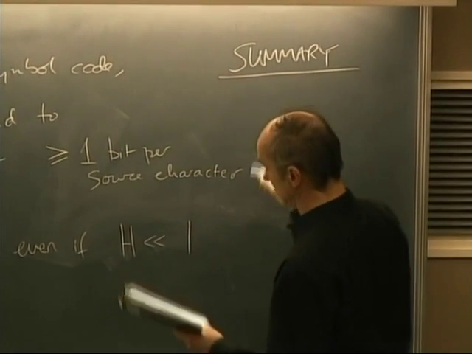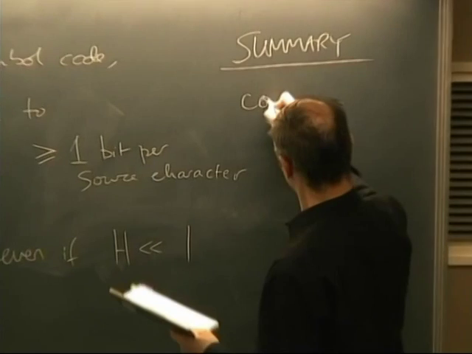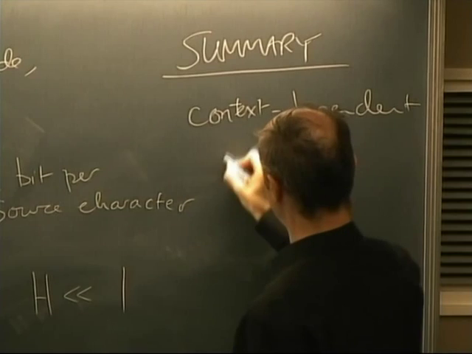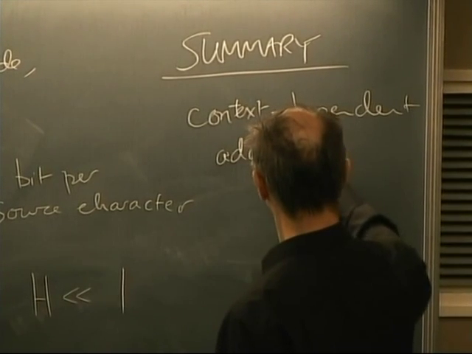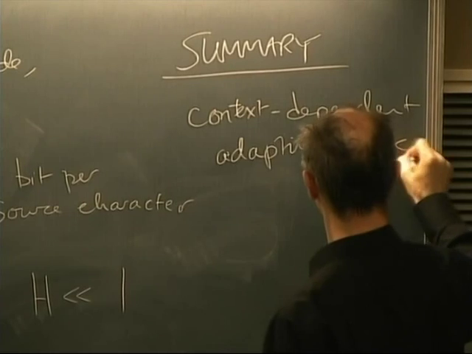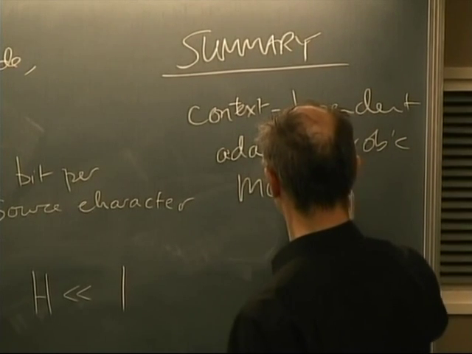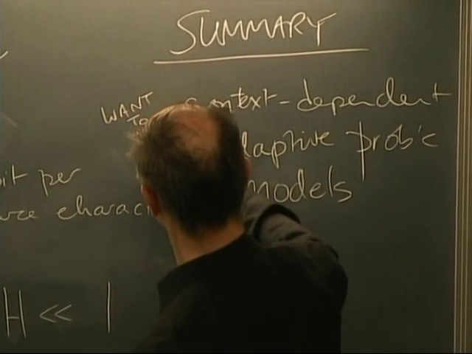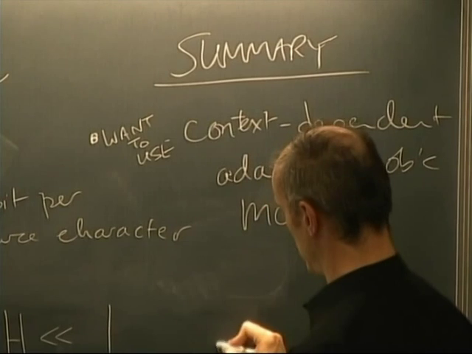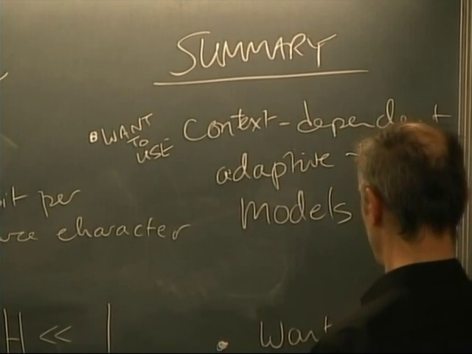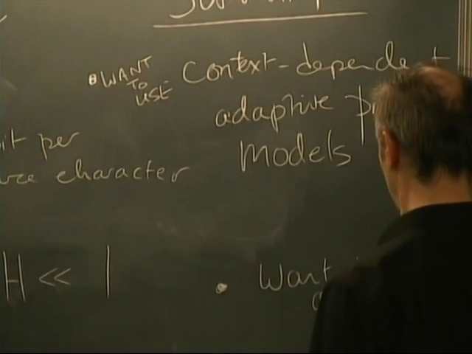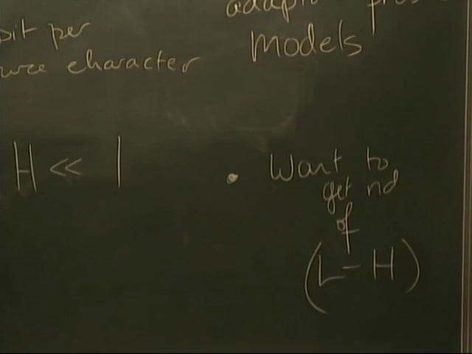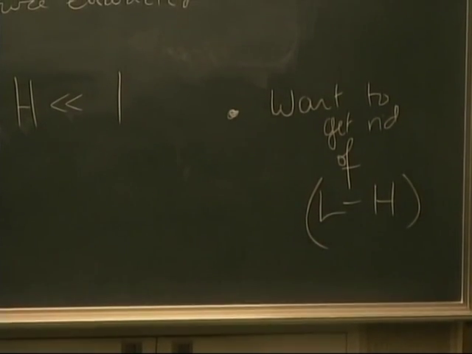We want a method that can handle context-dependent, adaptive, probabilistic models. So we want to use that, and we want to get rid of the symbol codes gap between L and H by handling strongly certain distributions well.